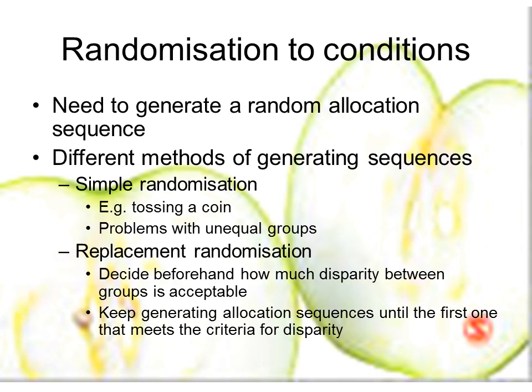So we look at something called replacement randomization: decide beforehand how much disparity between the groups is acceptable, and keep generating allocation sequences until the first one that meets the criteria for disparity.